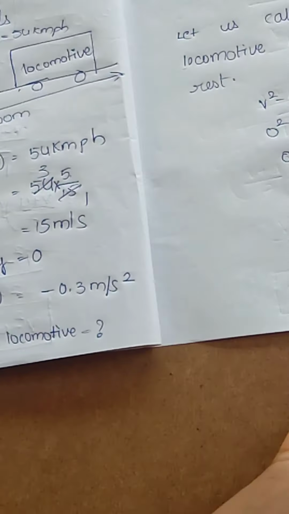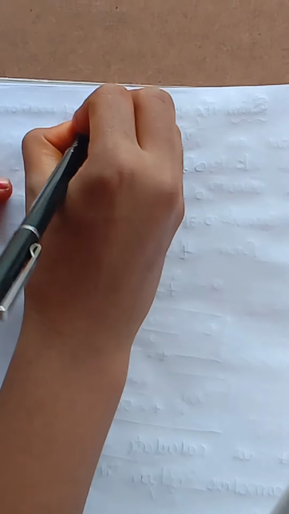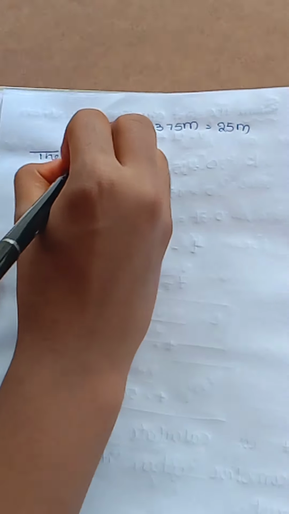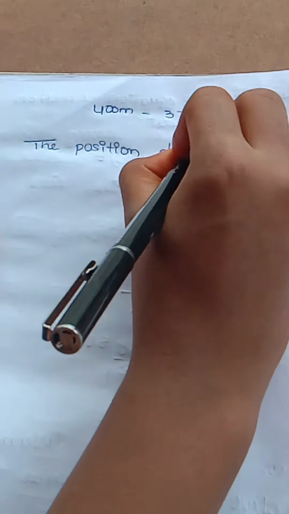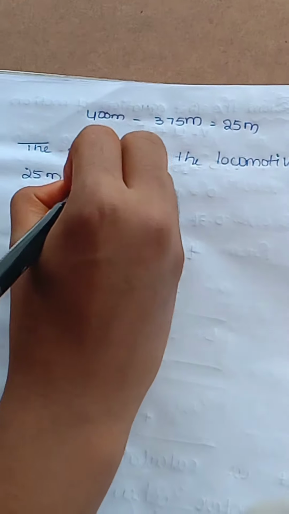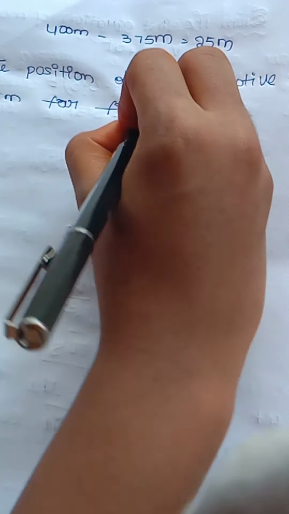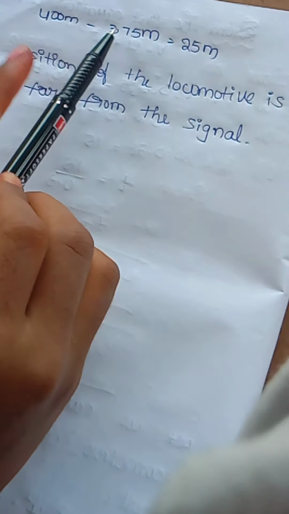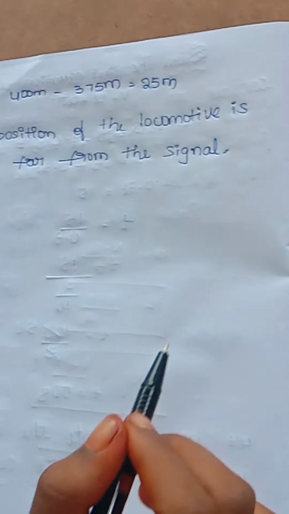Next, the total length given was 400 meters. We got 375; it travelled 375 meters and came to rest. So how much is left? 400 meters minus 375 meters is equal to 25 meters. So the position of the locomotive is 25 meters from the signal. It is our answer. Thank you, sir, for giving me this wonderful opportunity.